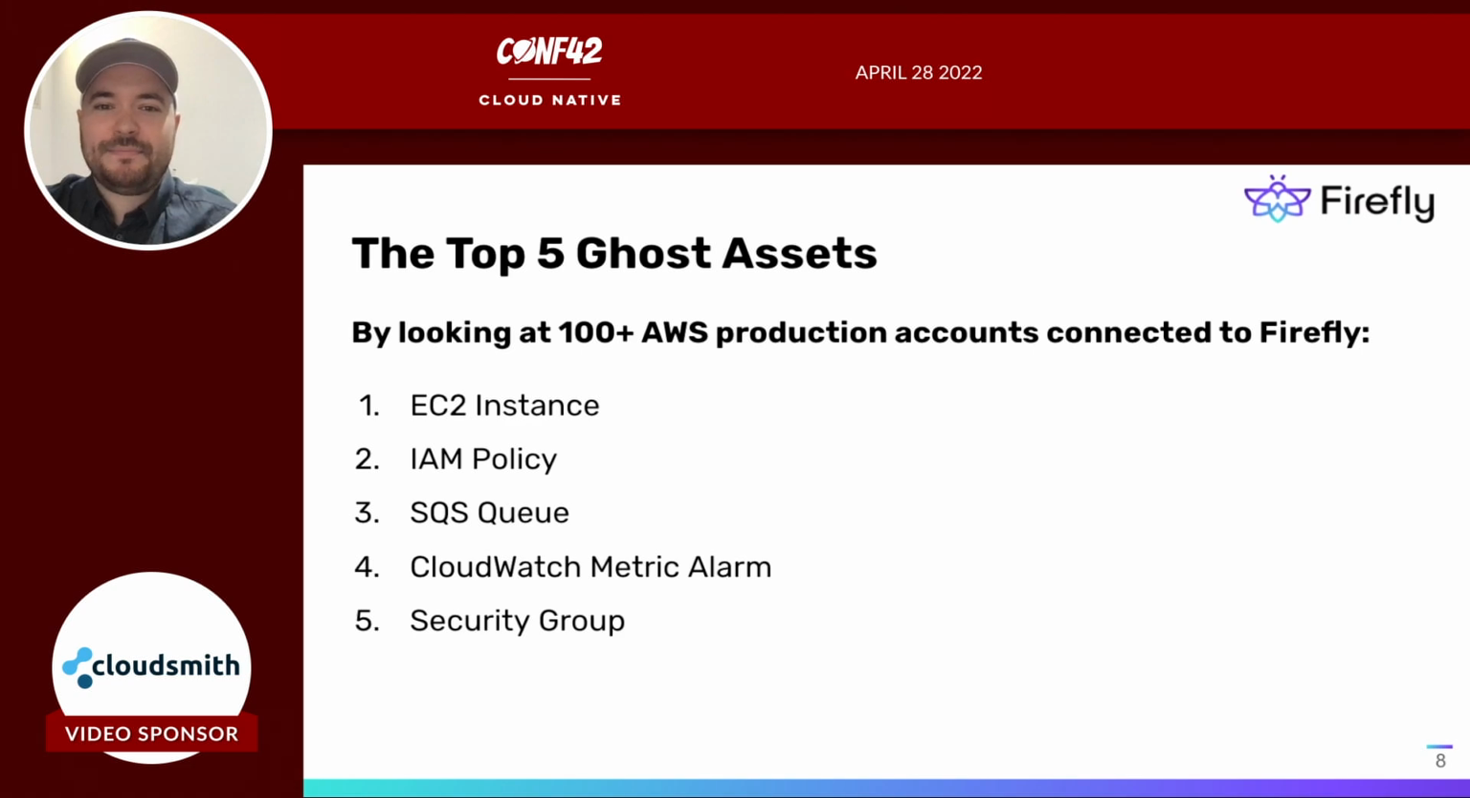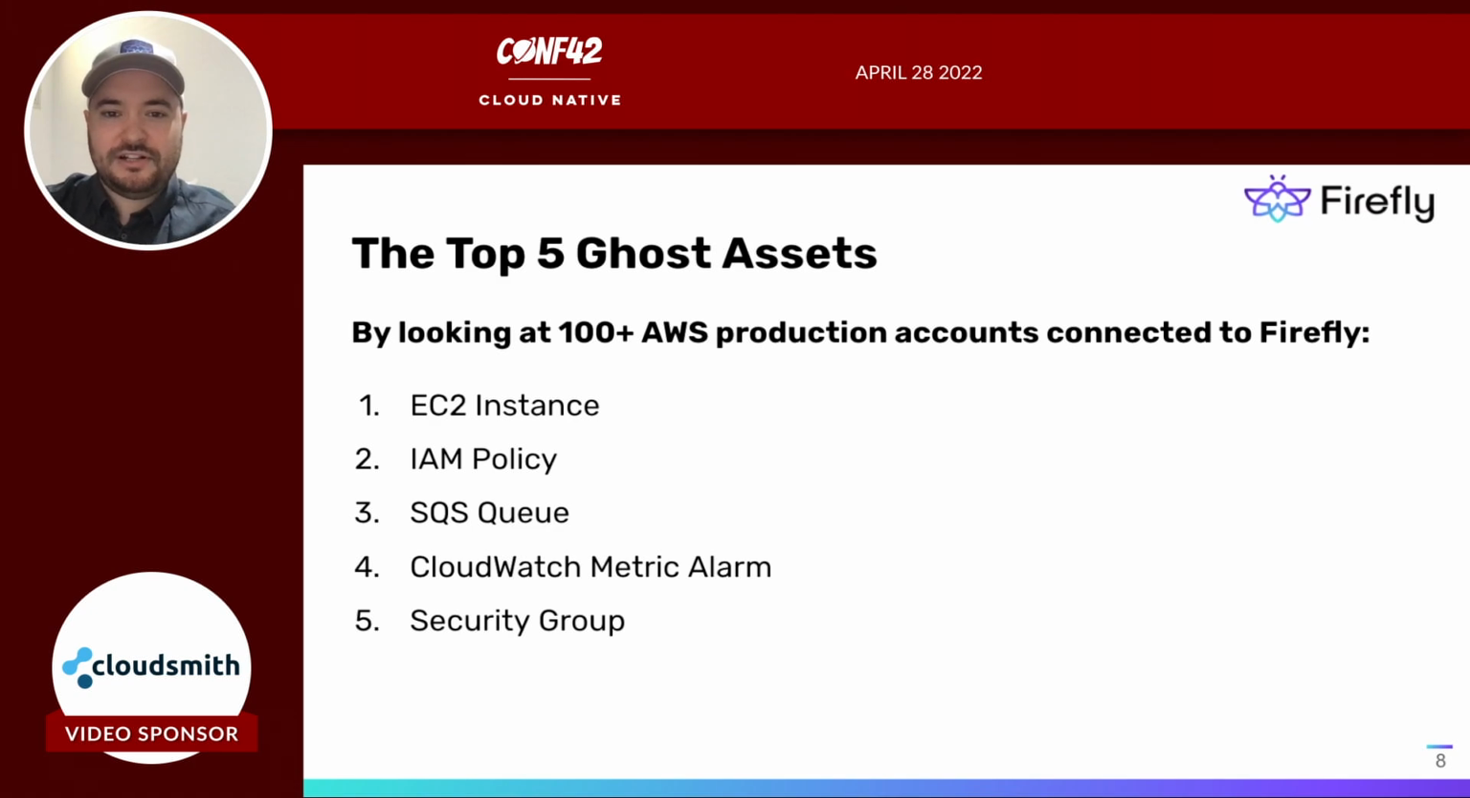As a cloud asset management platform, Firefly's customers integrate their AWS accounts, so we have plenty of data to look at. By looking at only part of them, more than 100, we get a fascinating sorted list of the top 5 ghost asset types. EC2 instance, a compute asset, essentially a virtual machine. IAM policy, which is all about identity and access permissions. SQS queue, which is a managed messaging queuing service.